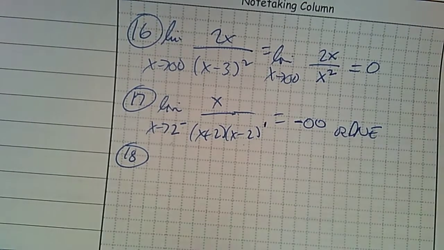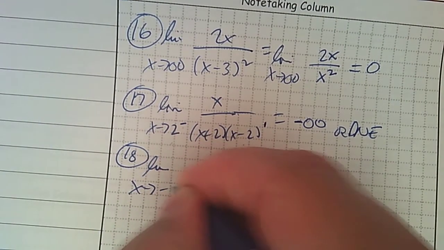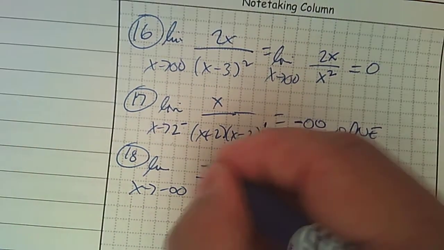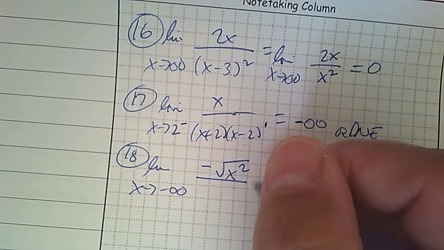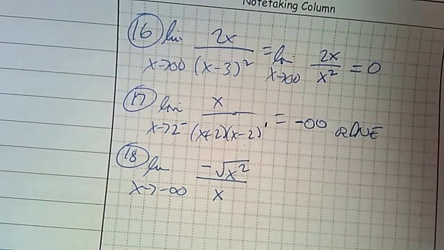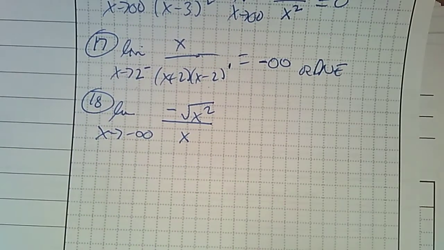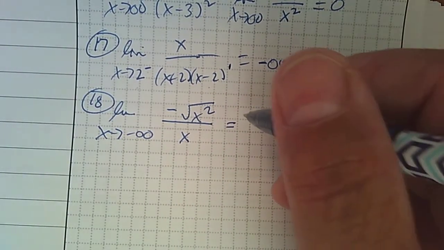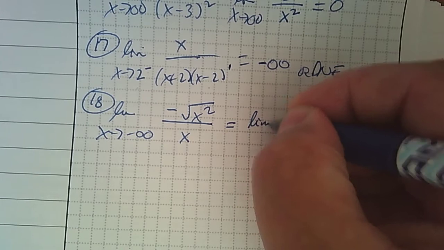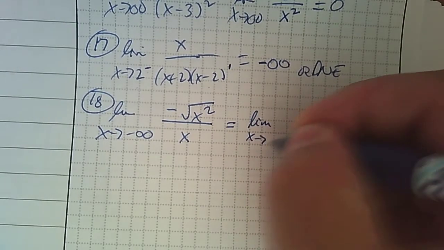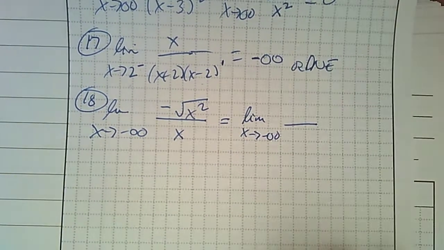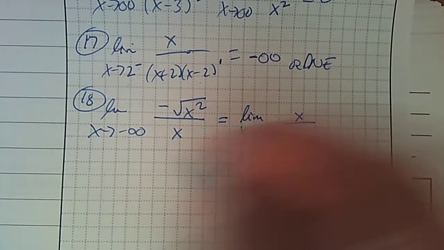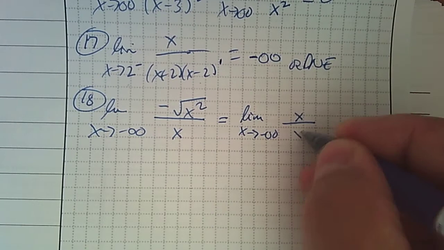18. The limit as x approaches negative infinity, that's the left end, of negative the square root of x squared over x. So recognize this. The power term on top is the square root of x squared, which is x. And we have an x, the only term in the denominator.